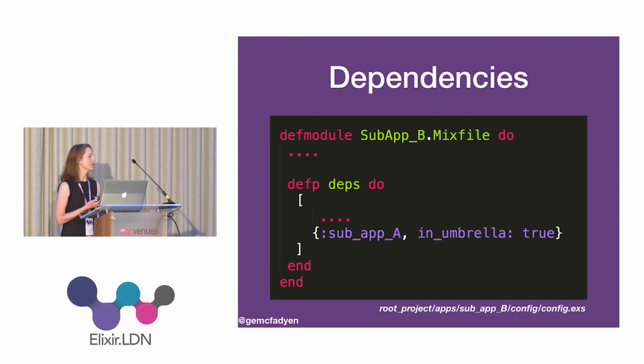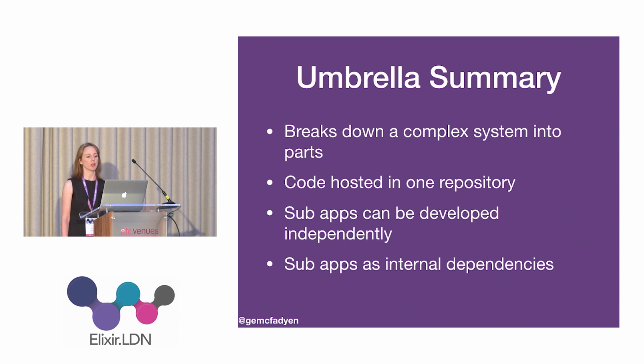Sometimes we have dependencies between our sub-apps. So we want to have one sub-app use code that's in another one. And umbrella projects make it very easy to have child dependencies. Where a dependency is within the umbrella application, we can just use the in-umbrella true flag, and Elixir knows just to look within that project for it. So this is useful if you don't want to host a library on Git or Hex or something like that.